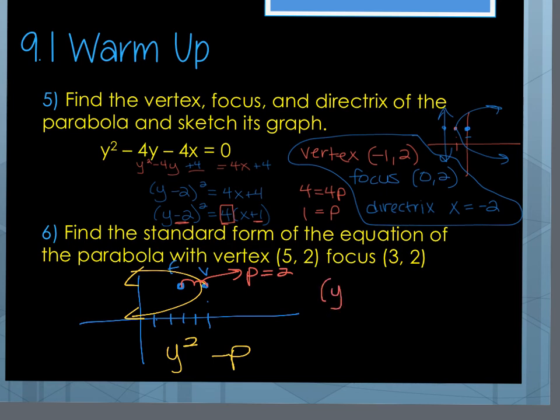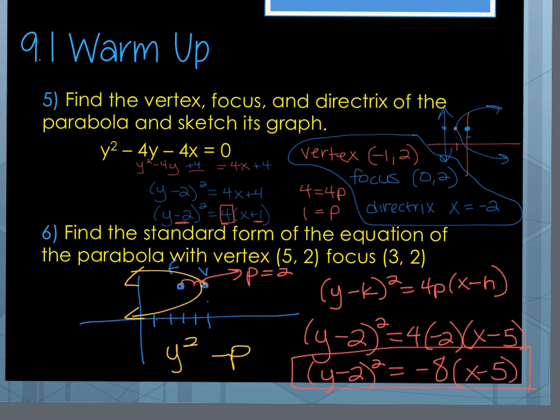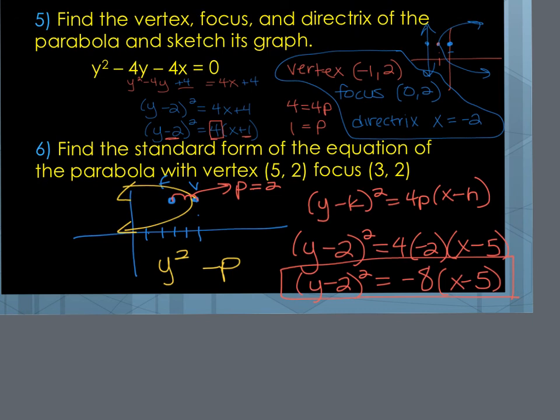So I would get y minus k squared equals 4p times x minus h, because the vertex is no longer on the origin. Y minus 2 squared equals 4 times negative 2 times x minus 5. So y minus 2 squared equals negative 8 times x minus 5. Questions on any of that?